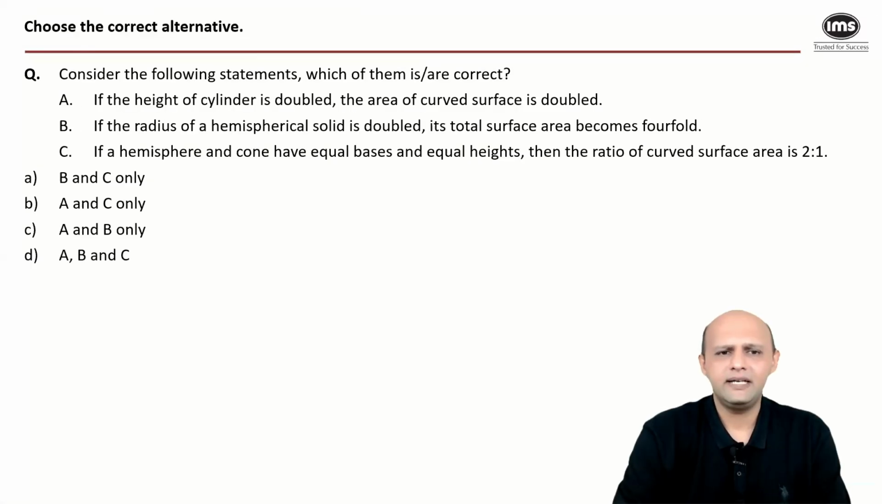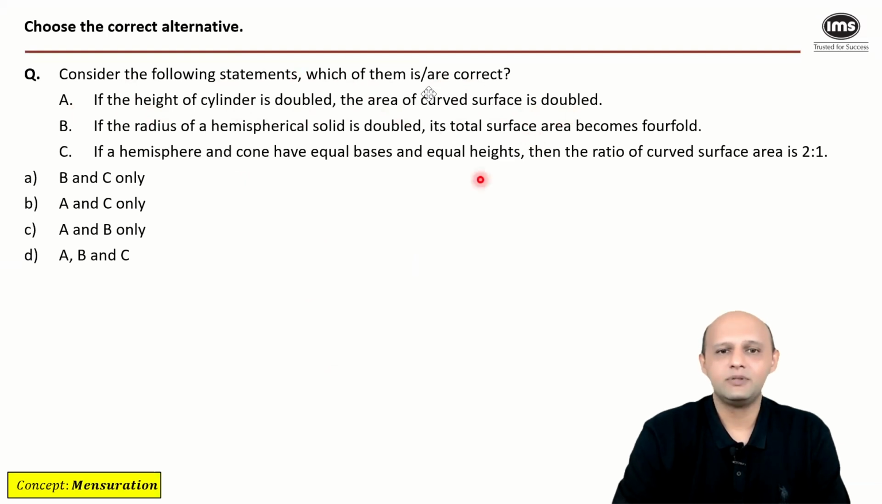If you read every statement presented in the question, you will realize that it's a clear question on mensuration. Consider the following statements and mark which of them are correct. Let's look at it one statement after the other. What's the first statement? It says if the height of the cylinder is doubled, the area of curved surface is doubled.